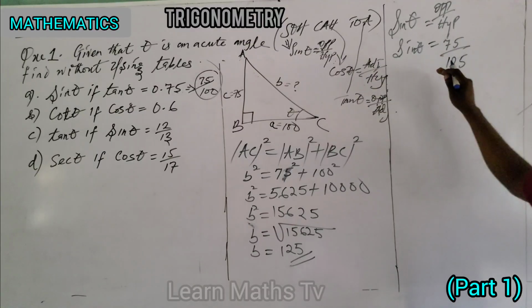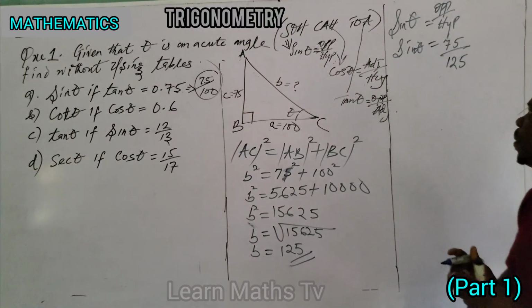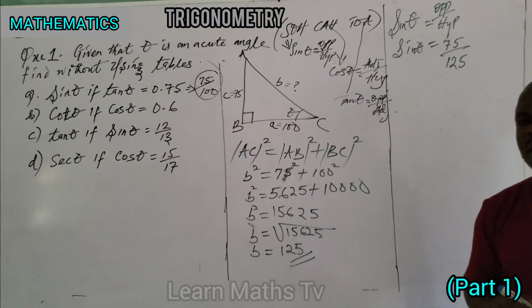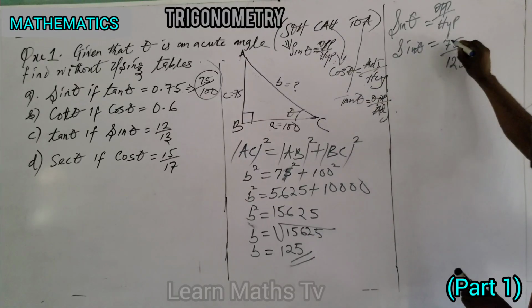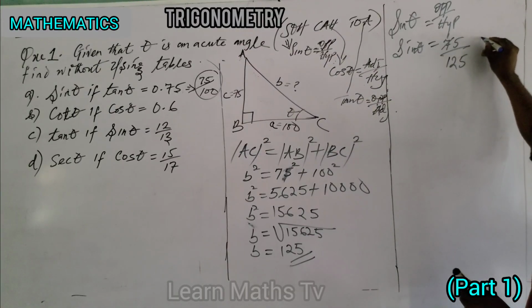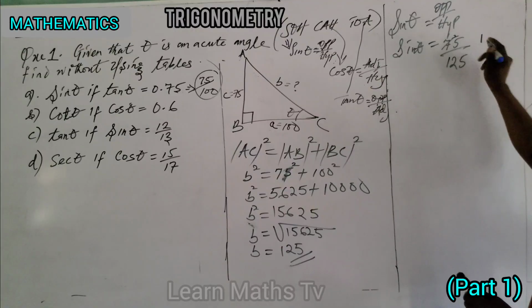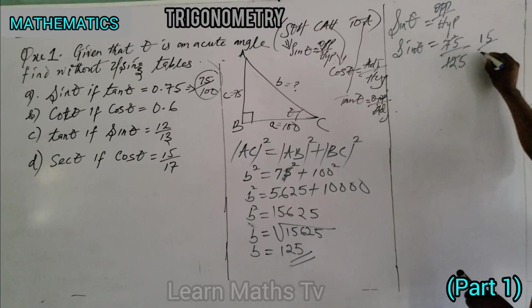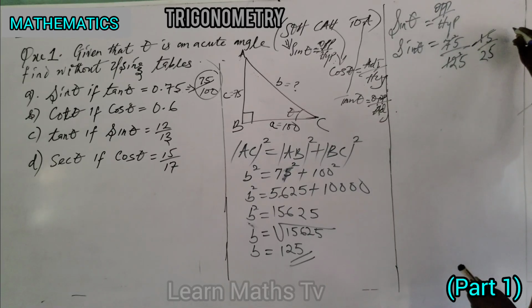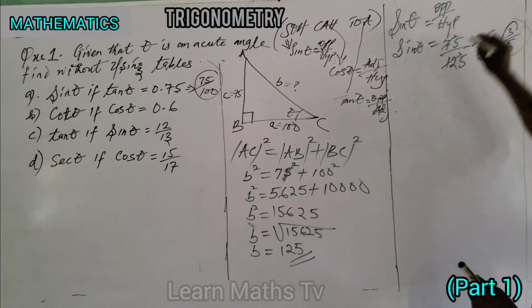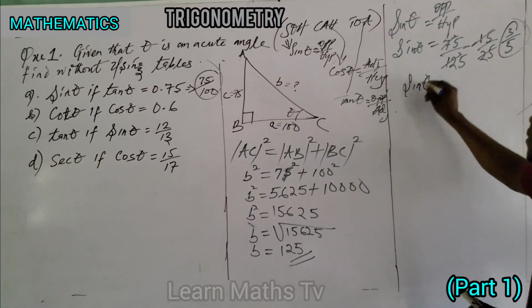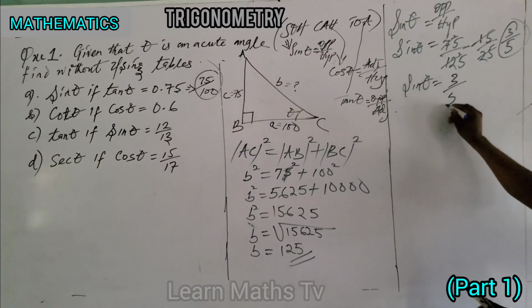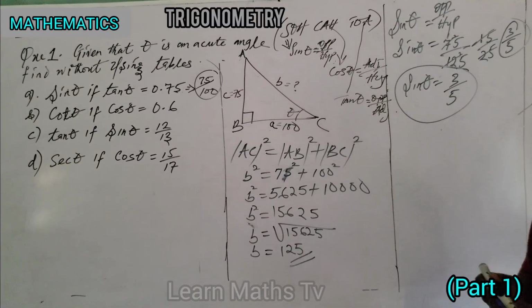So this is our answer, but we need to keep it in the lowest form. Dividing by 5, 75 gives us 15, and 125 gives us 25. Dividing by 5 again, 15 gives us 3, and 25 gives us 5. So I can simply say that sin theta is equal to 3 over 5. And that's all for A.